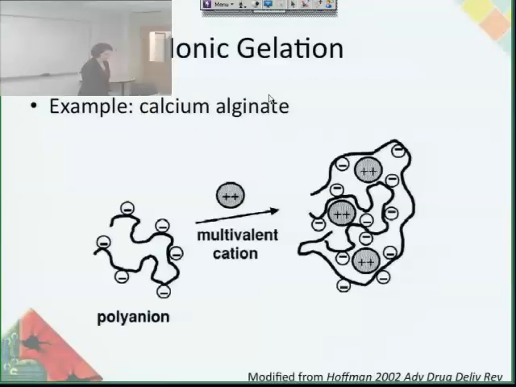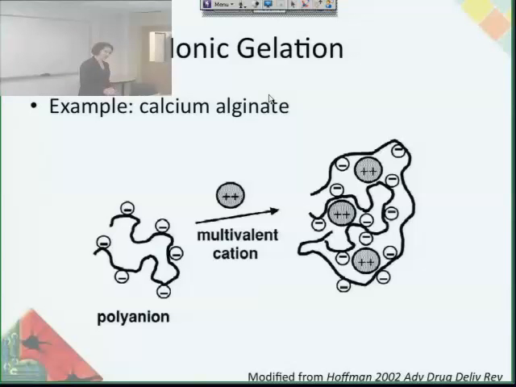You can also have ionic gelation, where you have ions that are holding together a charged polymer. So you're going to work with calcium alginate in the labs, and alginate is a polyanion, and when you add a divalent cation like calcium, the cations hold together the different parts of the polymer because of ionic interactions and just electrostatic interactions. So that's a pretty common one.